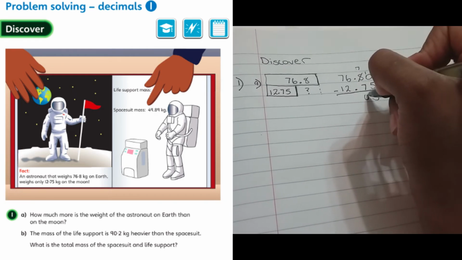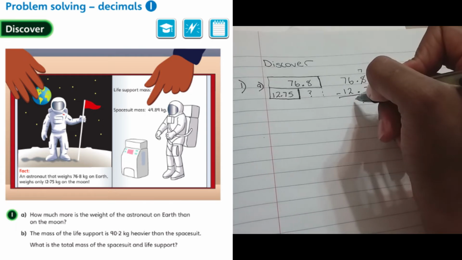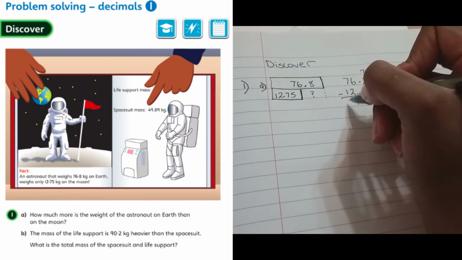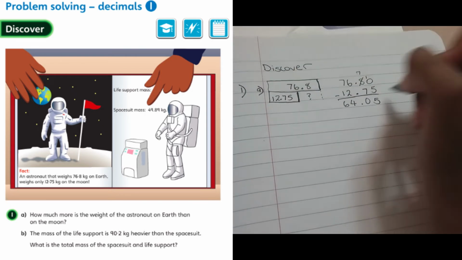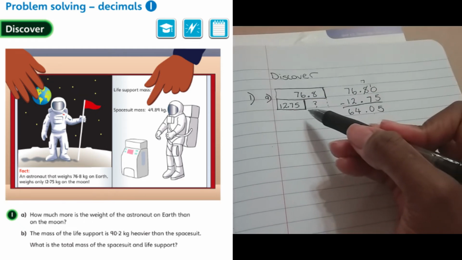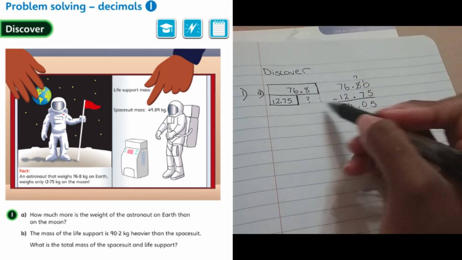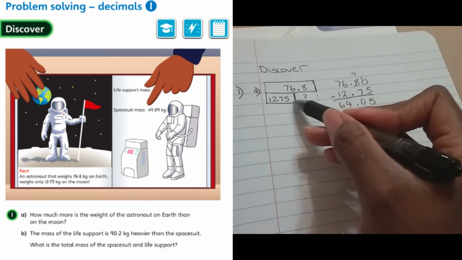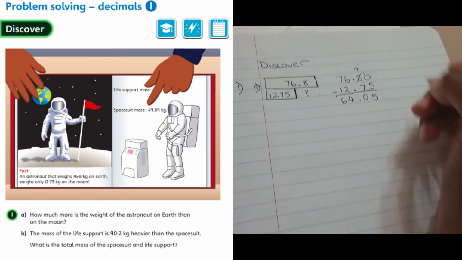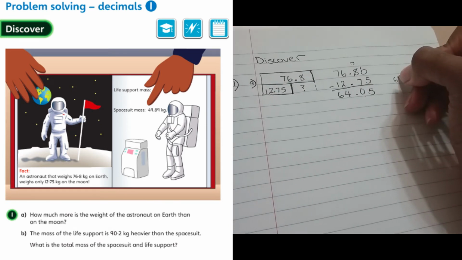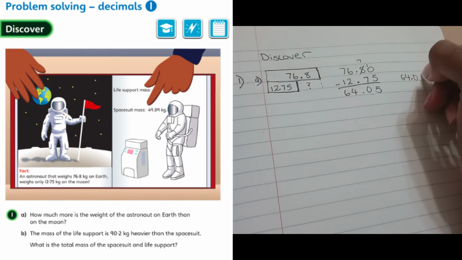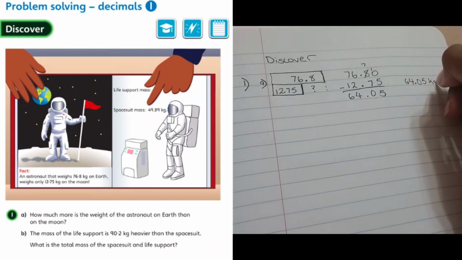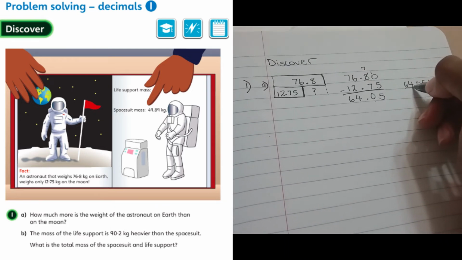7 take away 7 is 0. 6 take away 2 is 4. 7 take away 1 is 6. And there I have it. This number, 64.05, is the difference between 12.75 and 76.8. So it is my final answer. He weighs 64.05 kilograms more on Earth.